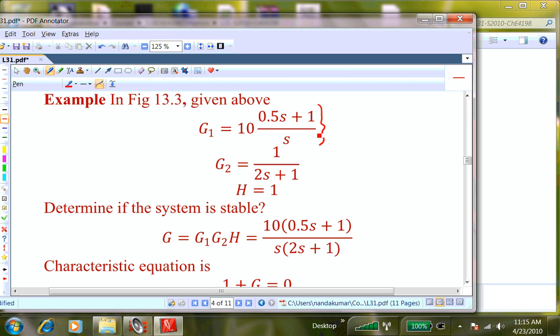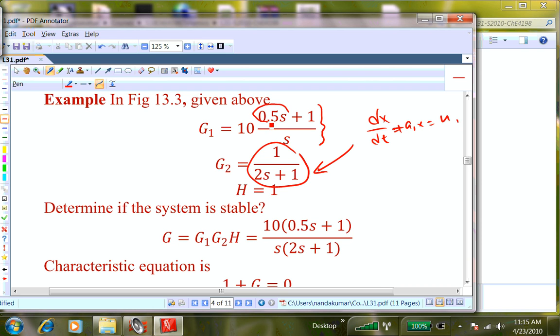Where would that kind of transfer function come from? A first order differential equation will always give you a transfer function like this. If I have a differential equation like dx/dt plus a1x equals u1, when I do the Laplace transform, I'm always going to get a transfer function like this. This is what we call a first order transfer function, derived from a first order system. But here, what do you notice?